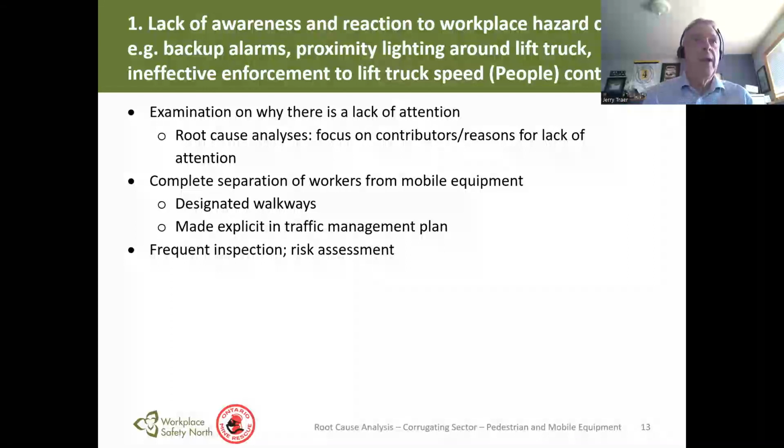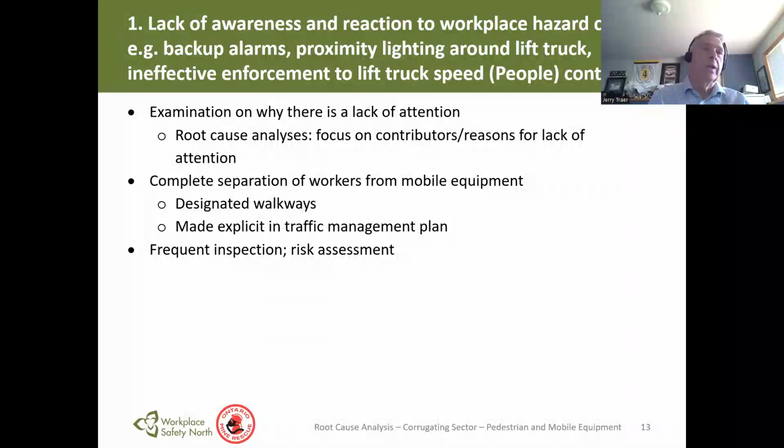So this was really around the root cause analysis, focusing on the contributors, the reason for this lack of attention: complete separation of workers from mobile equipment. We talked a lot about designated walkways, made explicit in traffic management plans, and frequent inspection and risk assessment. Some of these I'm going to talk a little bit about with our next steps on what we're going to really focus on at WSN.